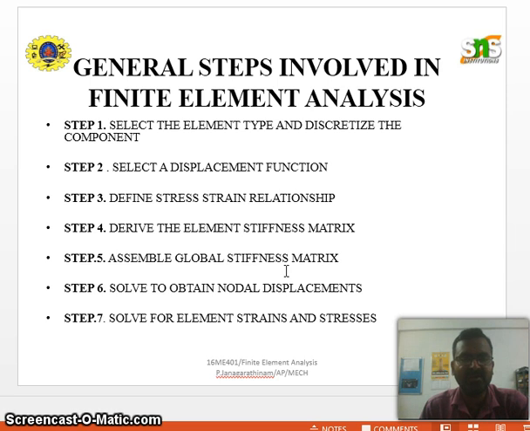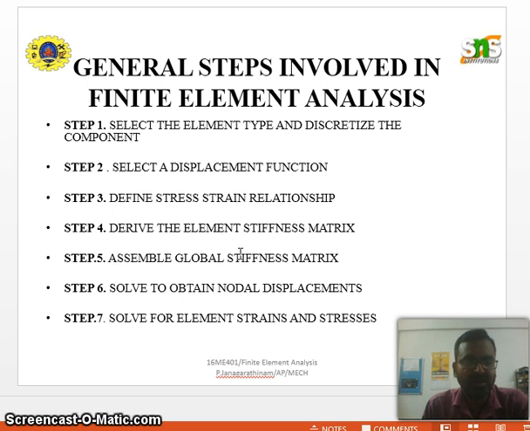The third one is to define the stress-strain relationship matrix. Once we have calculated the displacement matrix, based on the displacement values we have to calculate the stress, and the stress and strain are interconnected through the stress-strain relationship matrix. After that, we have to calculate the element stiffness matrix. In step 1, we calculated the displacement functions u1 and u2. From that, in step 4, we have to assemble the finite element equation. The fourth one is to derive the finite element equation for each element.